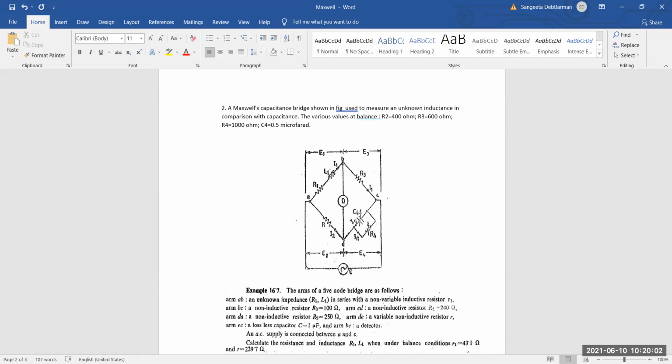Leave it. We will do some other thing. Take it down, a big problem on Schering bridge. I have to write that problem for you because that problem is not in my sheet. Take down the question.